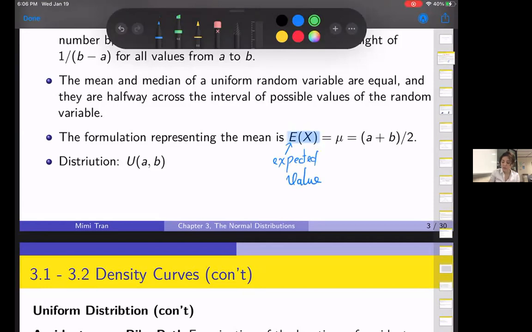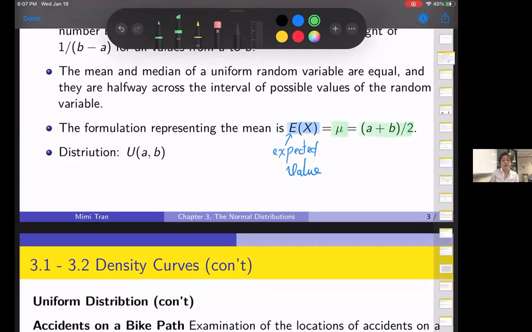Does anyone remember what mu stands for? If you don't, it's fine, I'm just curious. Population mean. The sample mean is x bar, and the population mean is mu. So the mean is just the average of a and b, using this formula right here. And the name of the distribution is U of a comma b.